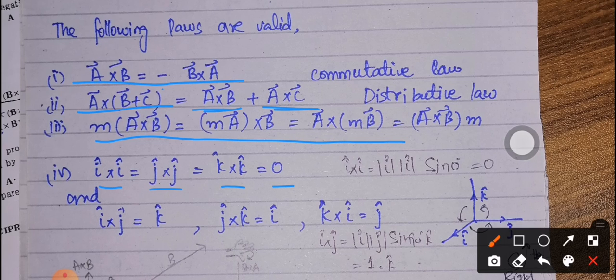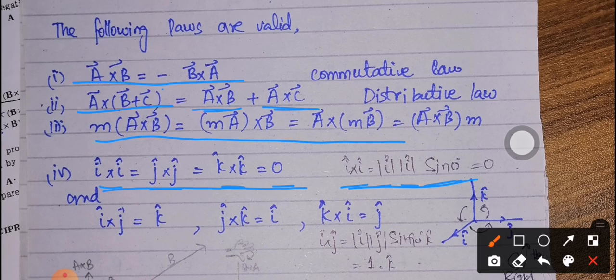Clearly this must be 0, because i cross i will be equal to the magnitude of i into magnitude of i into sine of 0 degrees, because the angle between i and i is 0. So sine 0 is 0, that's why we are going to have 0. So i cross i, j cross j, k cross k is always 0.